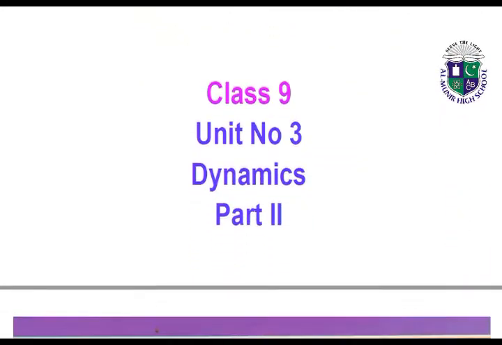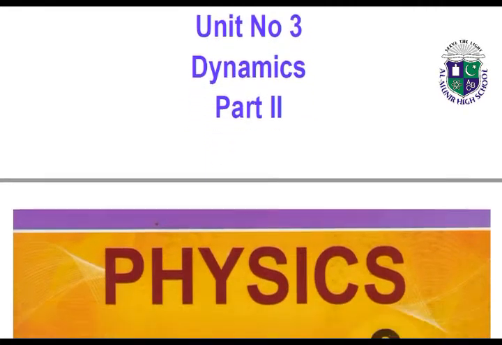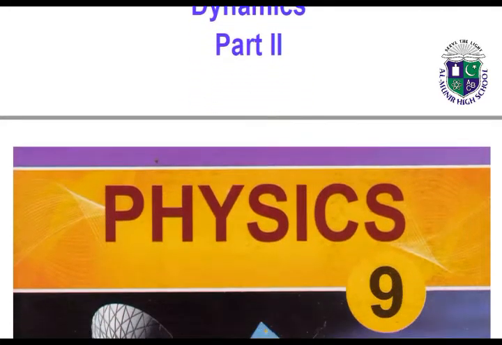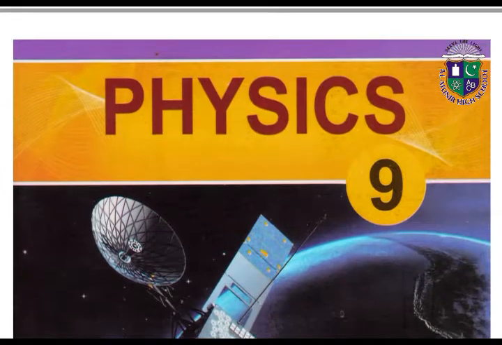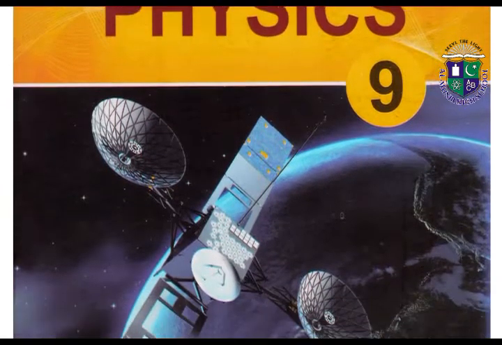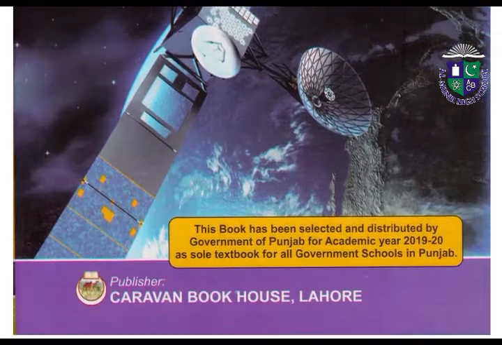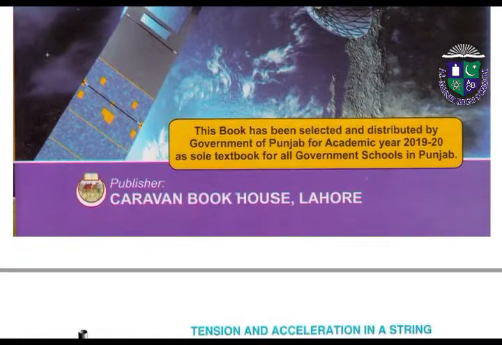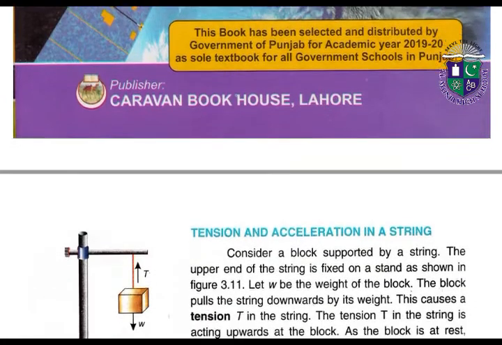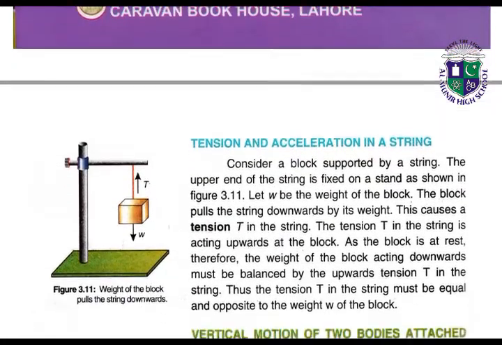Unit number is 3. Title is Dynamics. Physics. This is physics class. This is your book title for class 9. Our unit number is 3. Our topic is tension and acceleration in a string.